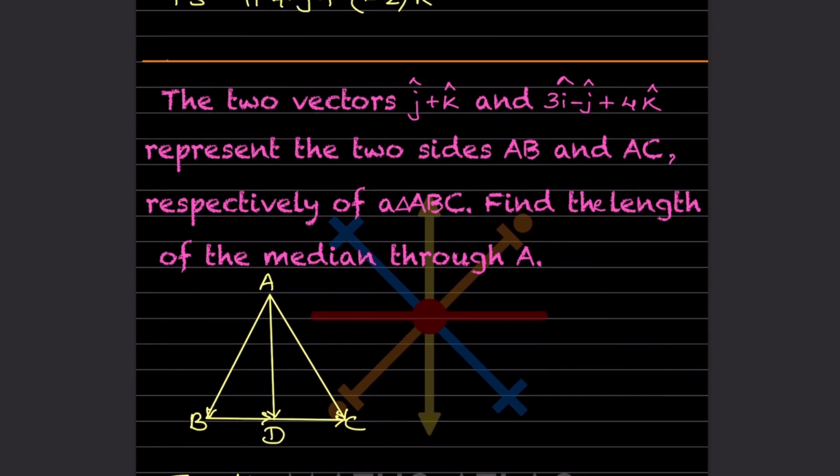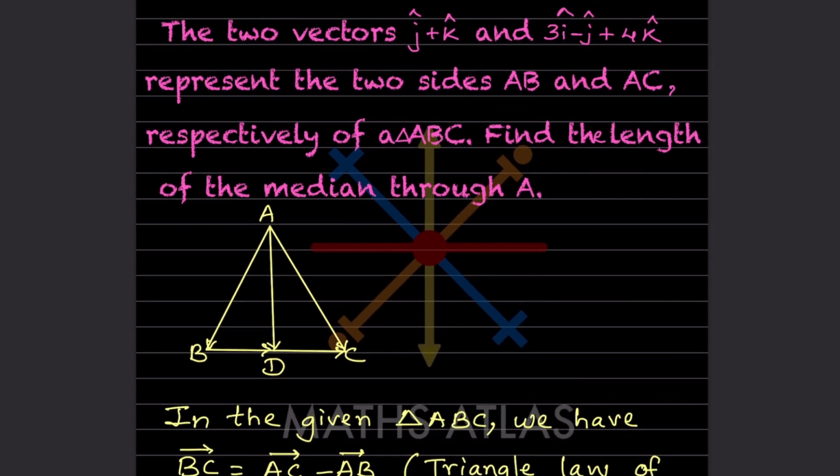The two vectors j plus k and this one represent the two sides AB and AC respectively of triangle ABC. Find the length of the median through A. So now let us draw this one. This is the triangle ABC. So here AB and AC are the two sides. This one is AB and this is AC. And they said find the length of the median to A.